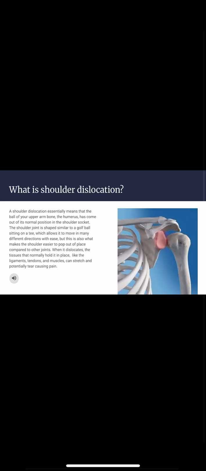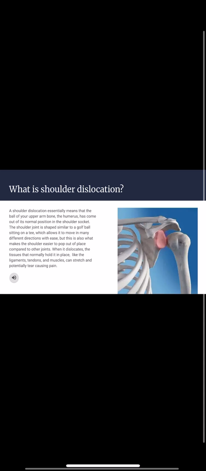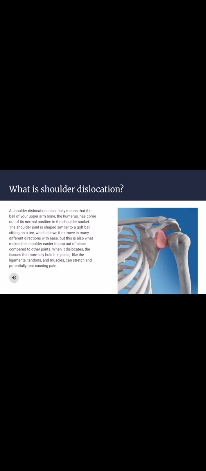A shoulder dislocation essentially means that the ball of your upper arm bone, or the humerus, has come out of its normal position in the shoulder socket. The shoulder joint is shaped similar to a golf ball sitting in a tee, which allows it to move in many different directions with ease, but this is also what makes the shoulder easier to pop out of place compared to other joints. When it dislocates, the tissues that normally hold it in place, like the surrounding ligaments, tendons, and muscles, can stretch and potentially tear, which is what causes the pain.